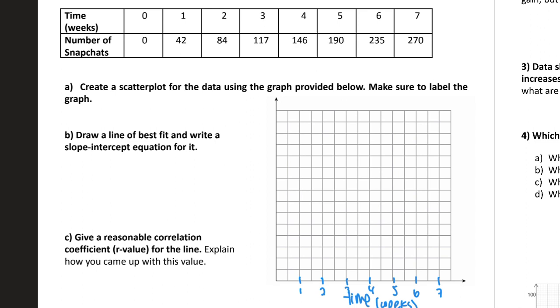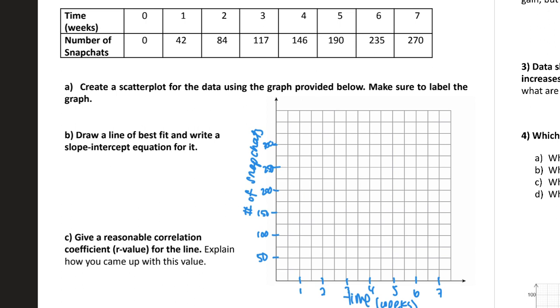And then the y-axis is going to be number of Snapchats. So for this, we need to go from 0 to 270. So I'm going to start at 0, and every 2 is going to be 25. So this is 50, 100, 150, 200, 250, and 300. So you just need to make sure your scatter plot can fit all of your data.